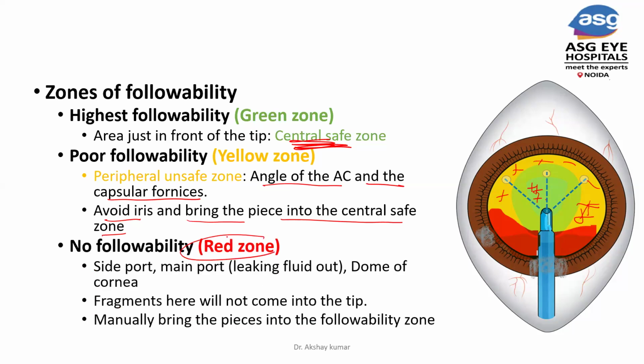The red zone is the area of no followability. It is the area near the incision, the main port incision and side port incision, the side port, main port, and dome of the cornea. So fragments here will not come directly into the tip. You can bring them manually after putting visco, or you can lower the setting, or take out your probe and then aspirate them.